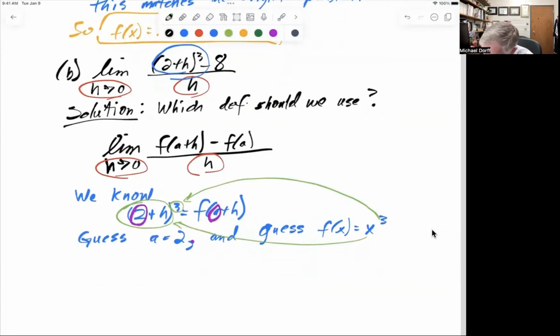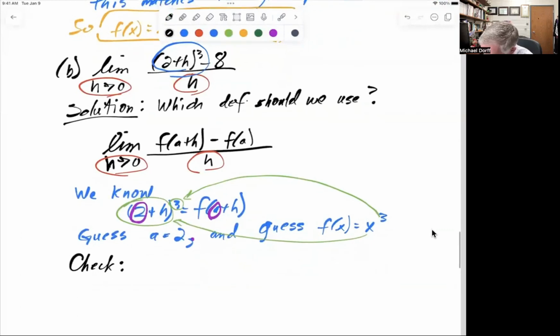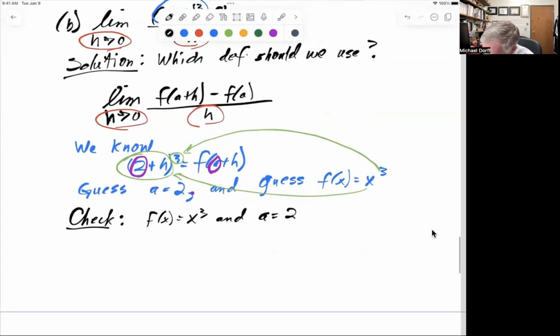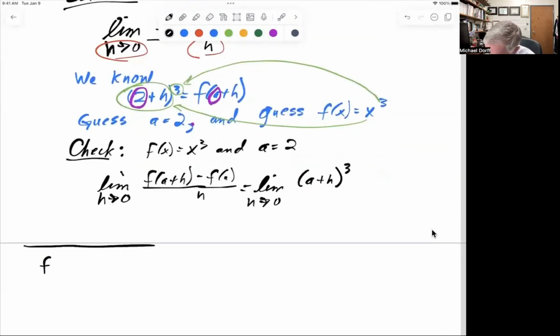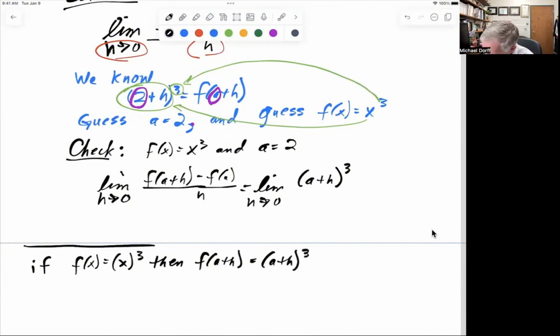And now what we'll do is we'll just check. We have f of x is x cubed and a is 2. So we got the limit. We use the first definition. We'll substitute these numbers in and see what we get. So the limit as h goes to 0. When I do f of a plus h, this is going to be (a plus h) cubed. Because remember, a little side here, if f of x equals x cubed, then when I put a plus h in here, that's going to go into what's inside the parentheses, and I get this.